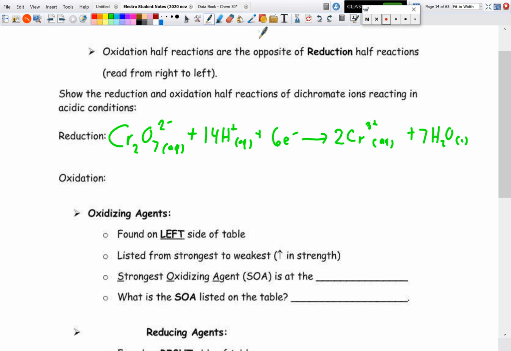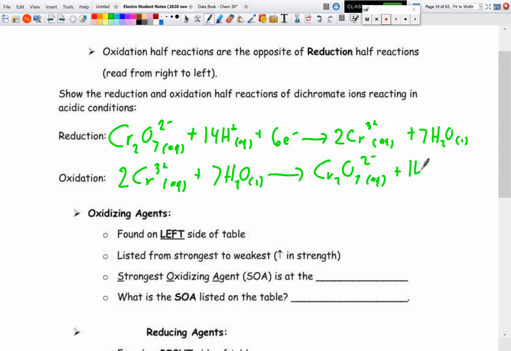So of course, if we do that, it'll start off with 2 Cr3 plus aqueous, plus 7 H2O liquid, producing Cr2O7 2 minus, plus 14 hydrogen ions, and of course 6 electrons. So that means technically, even though that table does say it's just reduction half reactions, it's technically both. We have reduction and oxidation half reactions.